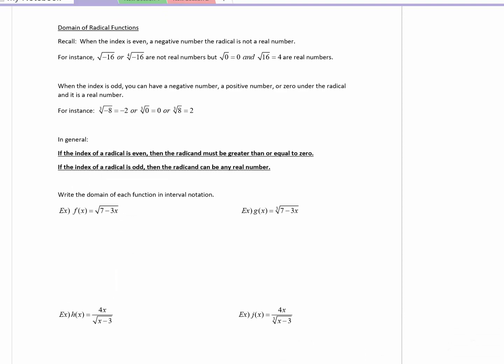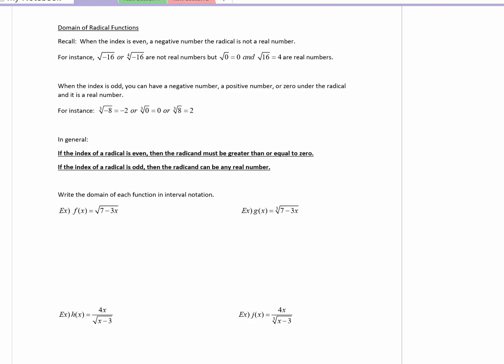Okay, the last thing I want to talk about in this video is the domain of radical functions. Recall, when the index is even, a negative number under the radical is not a real number. So for instance, the square root of negative 16, that's not a real number. Or the fourth root of negative 16 is not a real number because there's no number times itself that's going to give me negative 16.